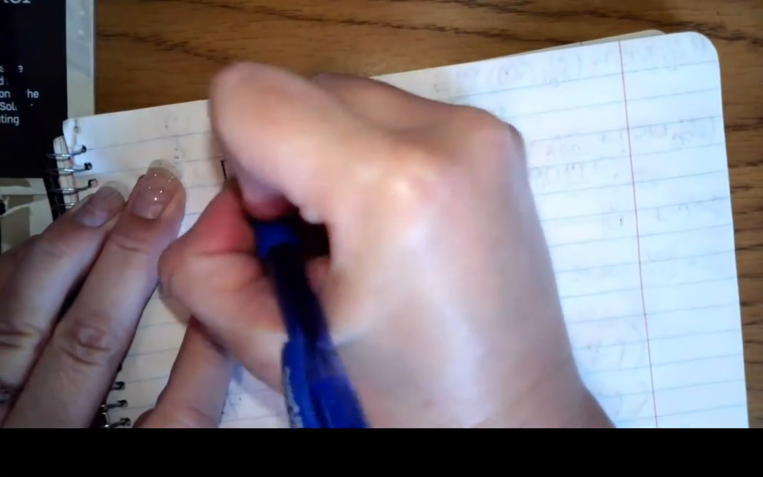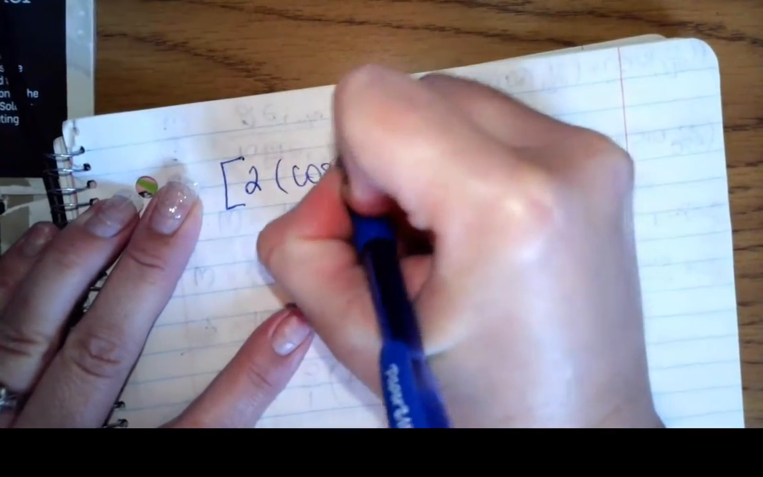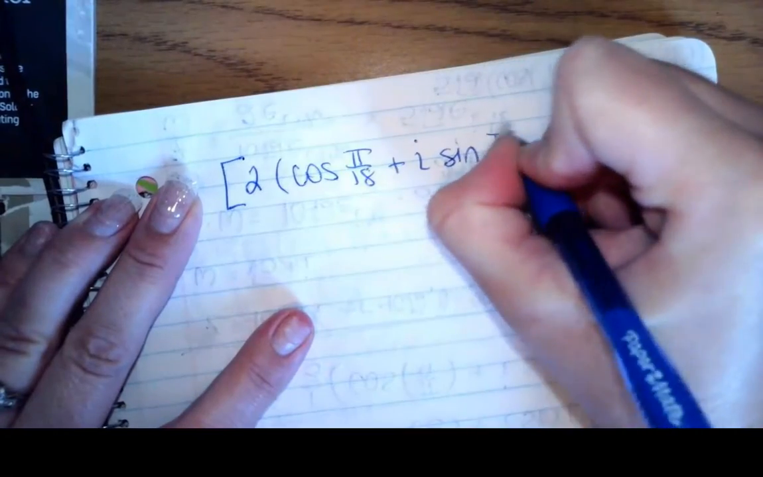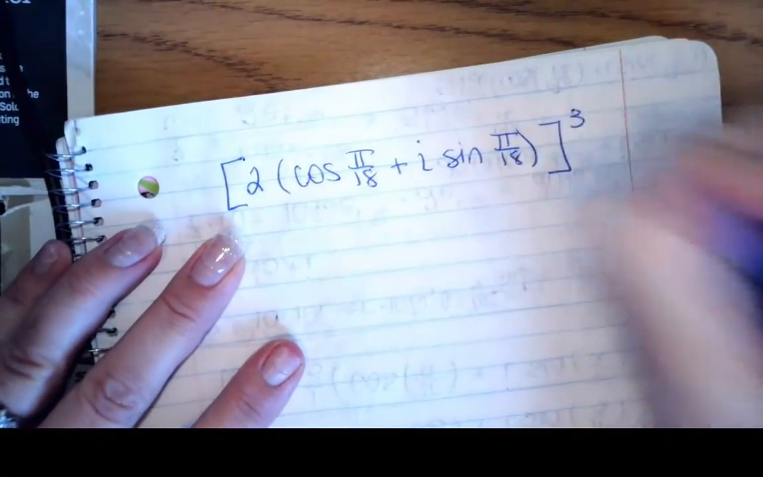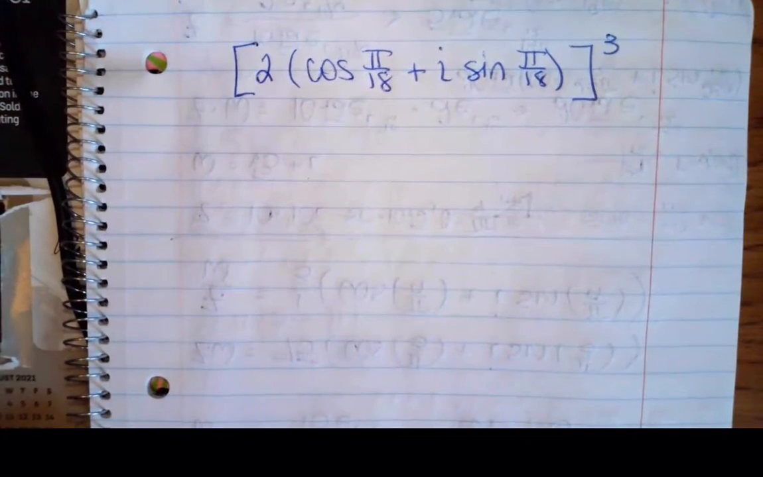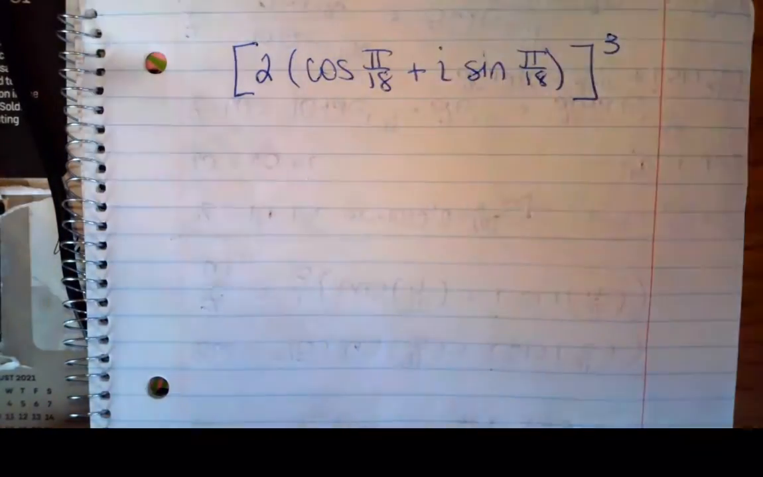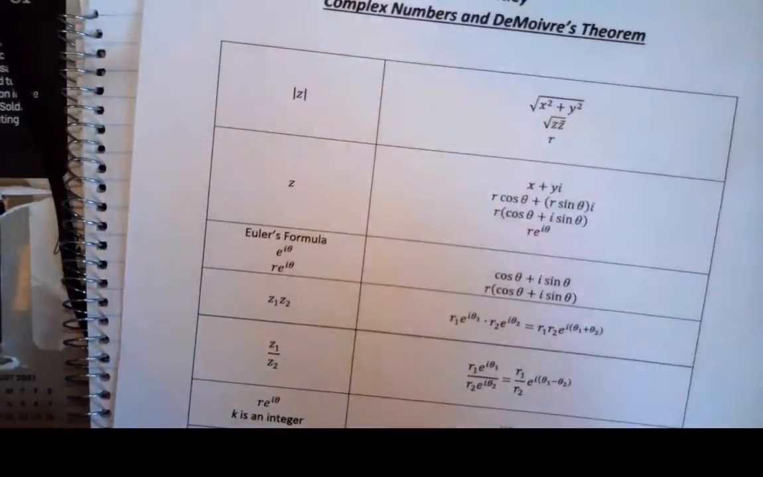Anyway, all right, so I have 2 times the cosine of pi over 18 plus i times the sine of pi over 18. And I want to raise that entire thing to the third power. So looking back through, where did my notes go? Where is De Moivre's theorem? I've lost it. It's gone. Found it. All right. So, looking at De Moivre's theorem.